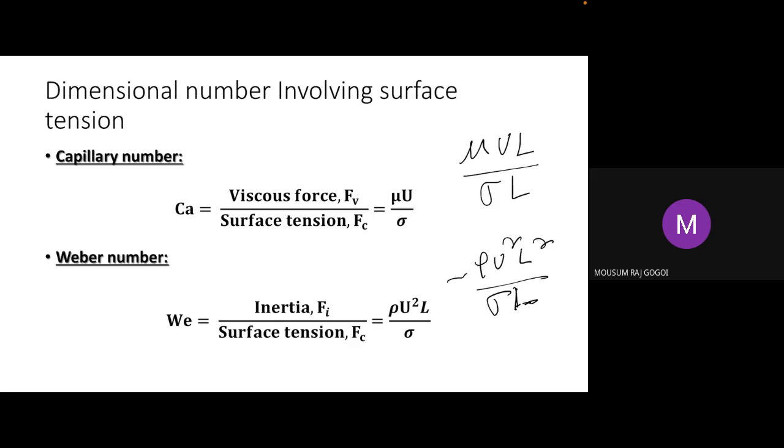I think in the slides shared yesterday there is a mistake. The Weber number was defined as surface tension by inertia, but actually it is inertia by surface tension, not the other way.